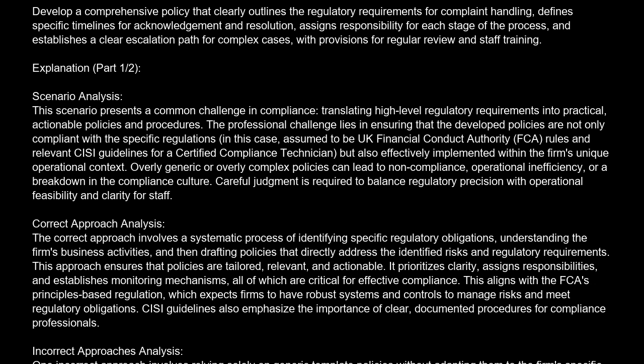It prioritizes clarity, assigns responsibilities, and establishes monitoring mechanisms, all of which are critical for effective compliance. This aligns with the FCA's principles-based regulation, which expects firms to have robust systems and controls to manage risks and meet regulatory obligations. CISI guidelines also emphasize the importance of clear, documented procedures for compliance professionals.